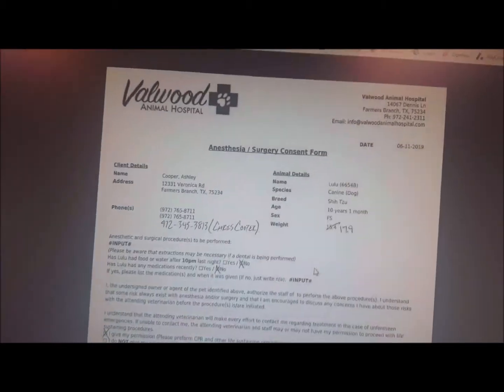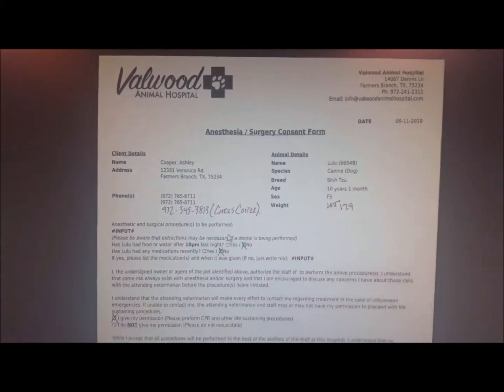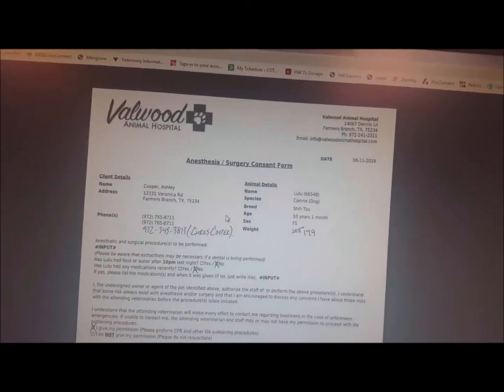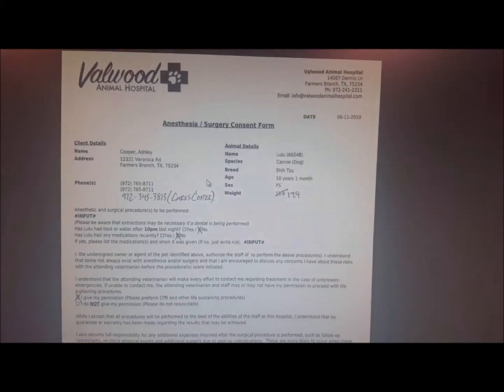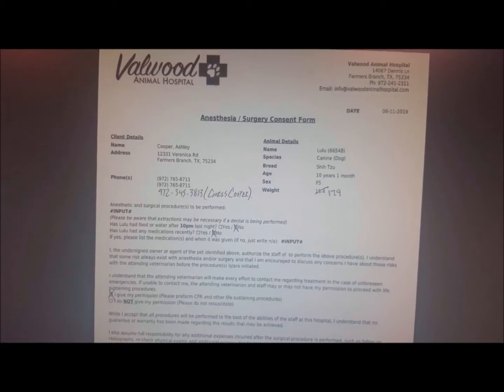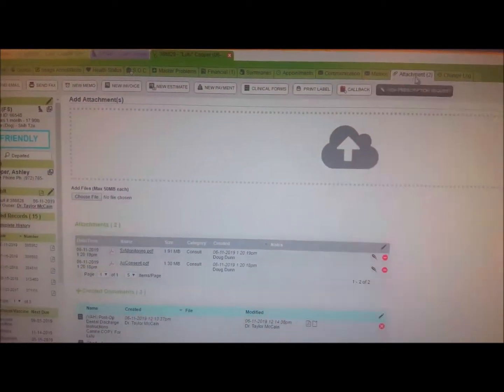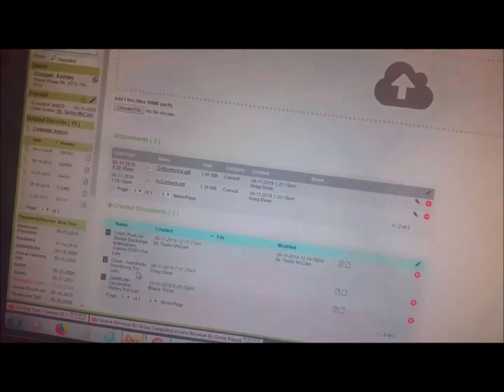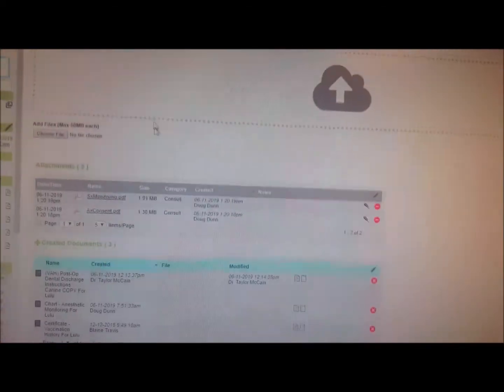So this is also online. We would actually print this paper form, the physical copy, and have the client sign it, and then we would scan it and transfer it into our computer system, so we would have it attached. This is Lulu's file still, so we would have it in her attachments. And we're looking at her release consent form for her dental, and this is what it looks like.